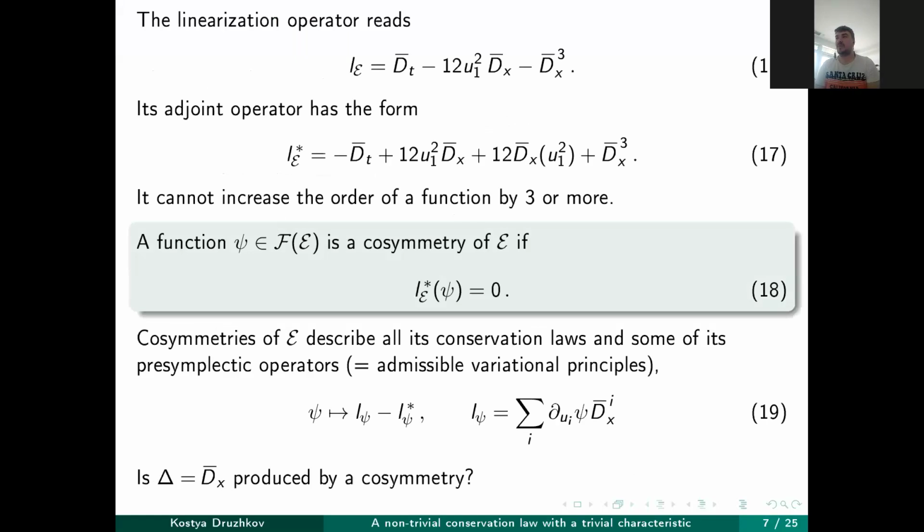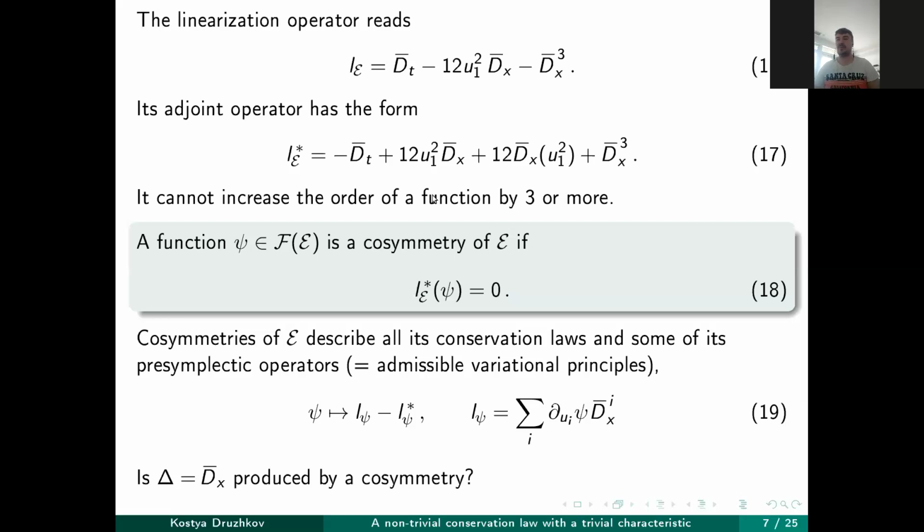The linearization operator for the potential KdV is given by the formula 16, and its adjoint operator by the formula 17. It's nice to note that the operator 17 cannot increase the order of a function by 3 or more, despite the fact that we have a third order total derivative here, but the total derivative with respect to t also involves some terms of higher order derivatives. And on the level of the third order, the corresponding terms cancel. So it can only increase the order of a function by 2 at most.